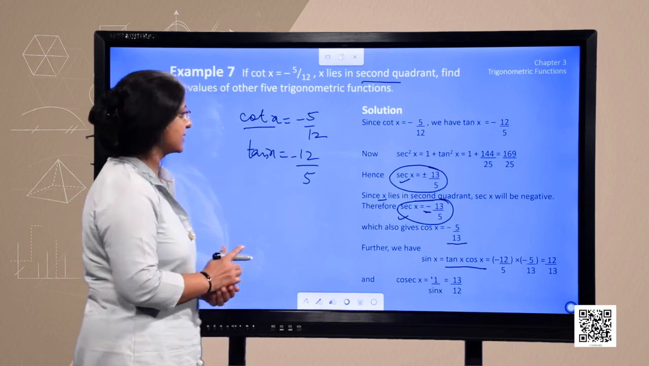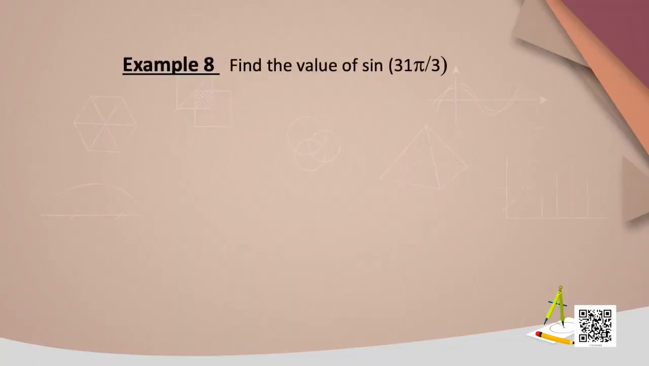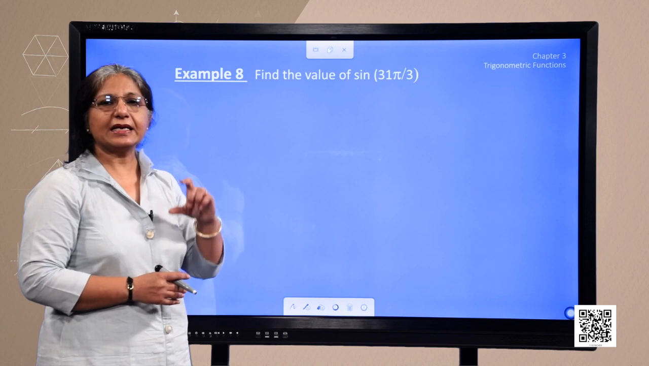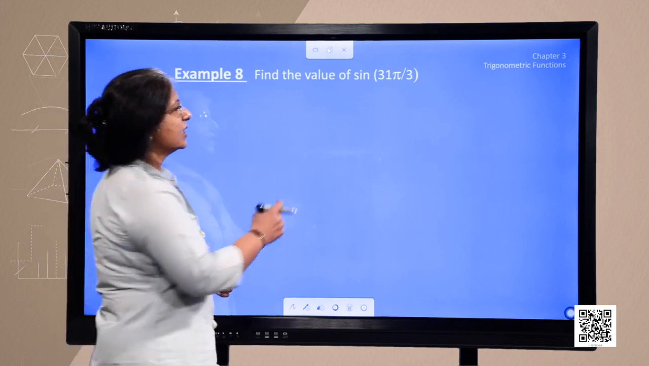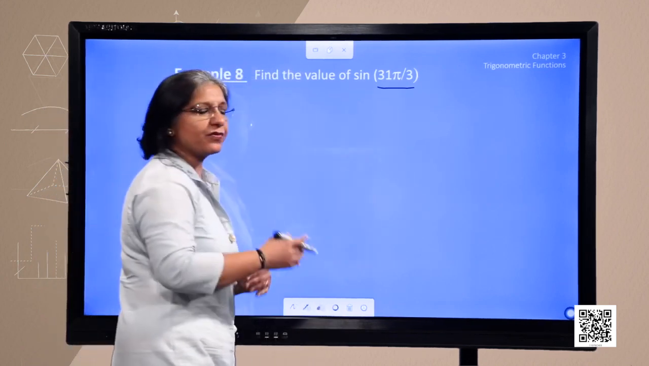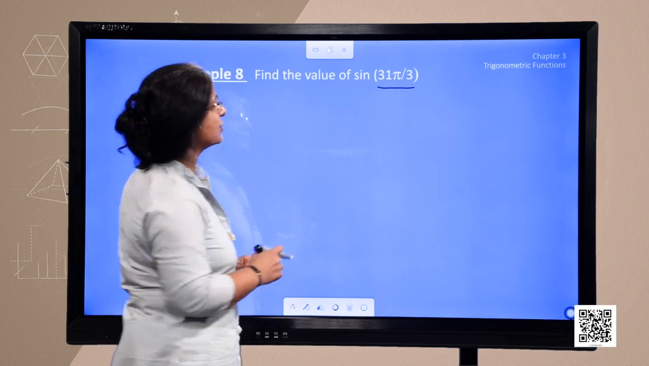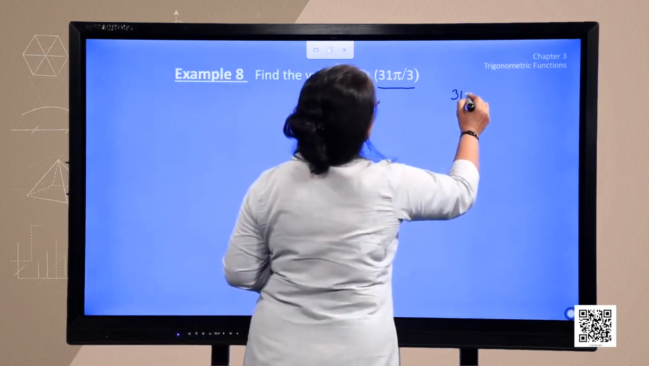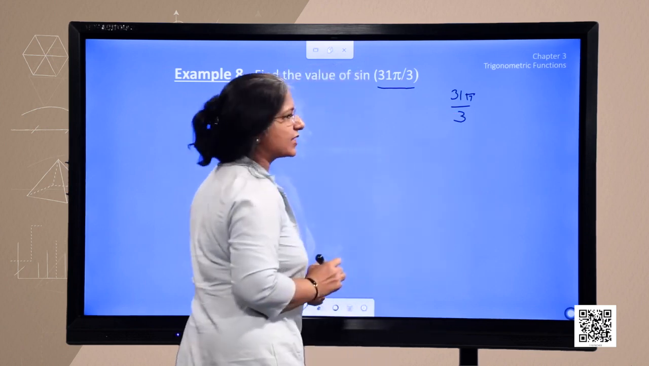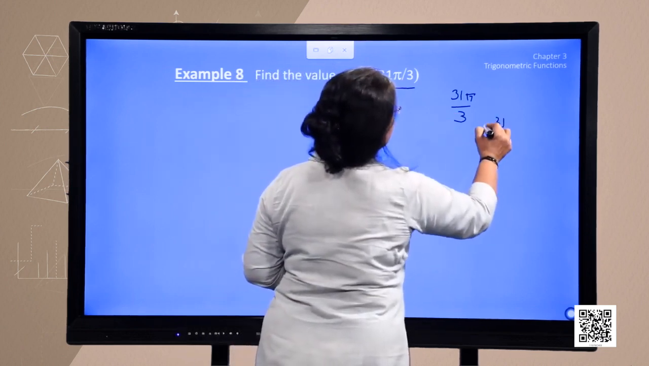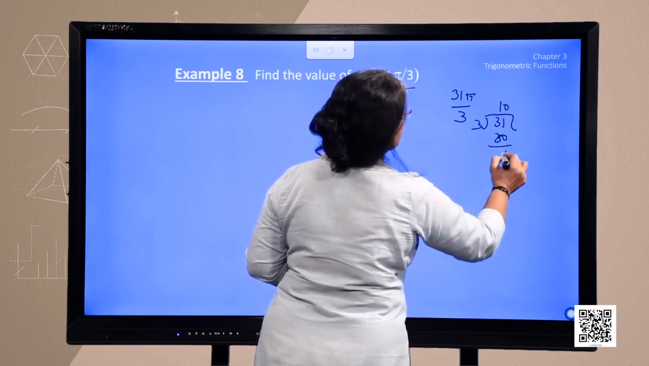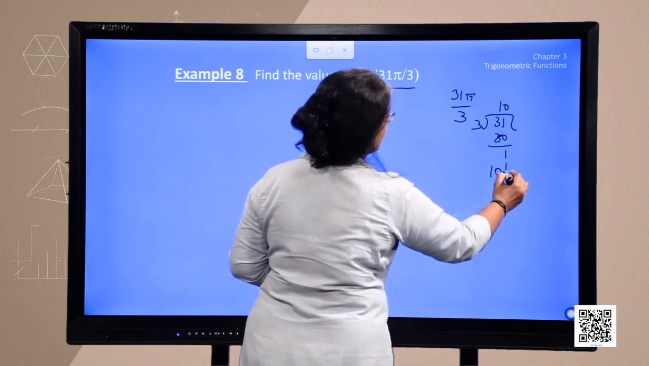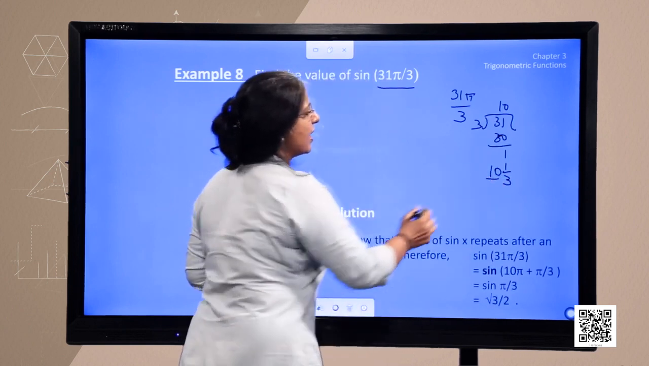Now, we move to another example. We need to find the value of sin 31 pi by 3. As you already know, for integral multiples of 2 pi, the value of sin or cos does not change. So, how do we convert this in terms of one complete revolution? We will convert 31 by 3, which is an improper fraction, into a mixed fraction. 31 divided by 3 will come like this.